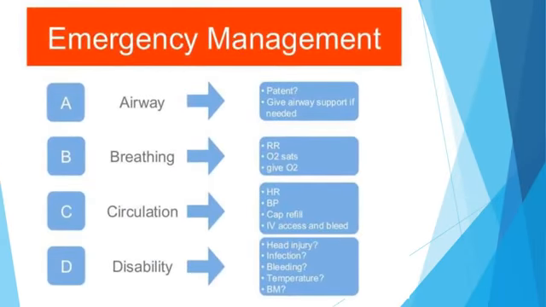Emergency management: a simple chart shows emergency management, which is ABCD. Airway: give airway support if needed. Breathing: respiratory rate, oxygen saturation, and give oxygen. Circulation: heart rate, blood pressure, capillary flow, IV access and bleeding. Disability: head injury, infection, bleeding, treatment, temperature, body mass index. This is what the chart means regarding emergency management, which is ABC, and everyone should know it very well.